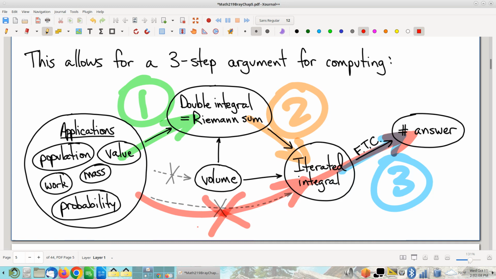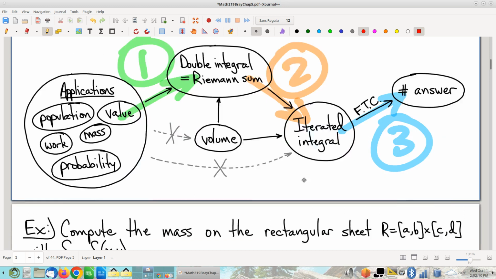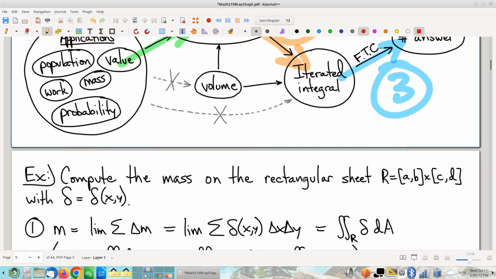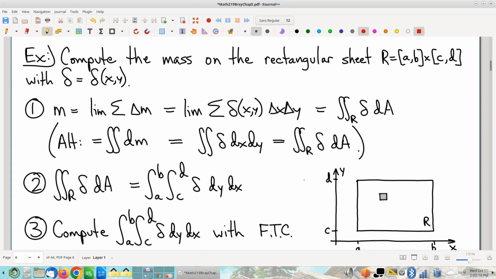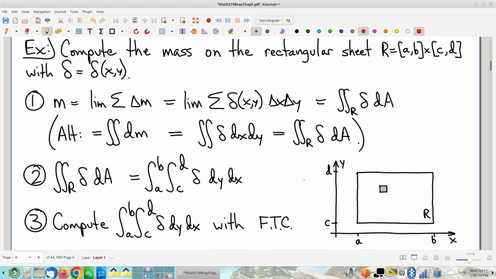Okay. All right. Let's see an example in action. Here we go. Let's see what my colors are: green, orange, and blue. Okay. So here is a rectangular sheet, and I have mass distributed across that rectangular sheet with the density given by some function there. Density depends on position in some way. And here we go. Phase 1 of the answer. Mass: the whole is the sum of the parts.